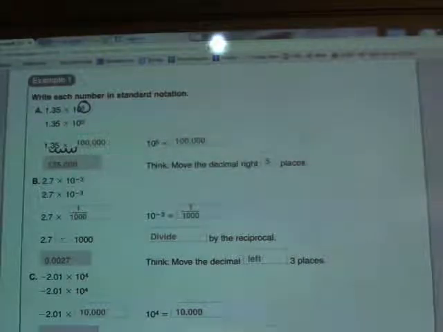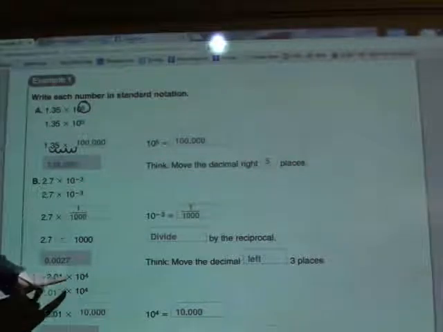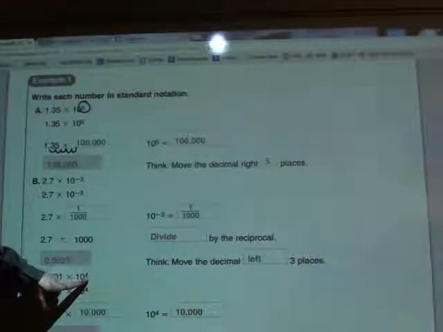Let's go down and look at C there. We've got negative 2.01 times 10 to the 4th. Now, don't let the fact that this is negative bother you. The fact that this is negative is really just there to mess with you. What's important here is that the exponent is 4.